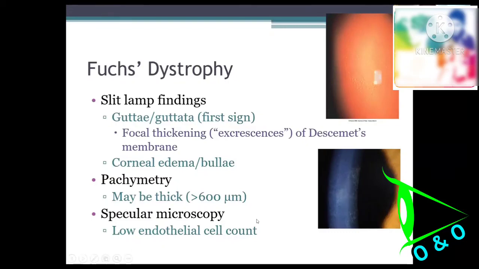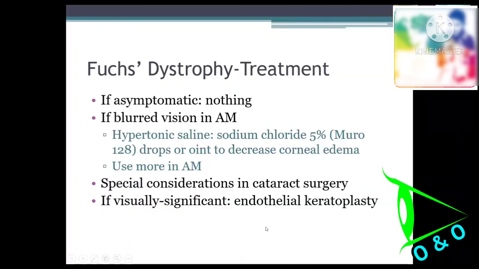And if it's lower, again, it's going to be indicative of Fuchs dystrophy. But again, this is not something I'm doing on all my patients, but it's useful for research, doing specular counts. So, treatment. If they're completely asymptomatic, there's really nothing to do except just tell the patient about it. Tell them they should come in once a year for exams.